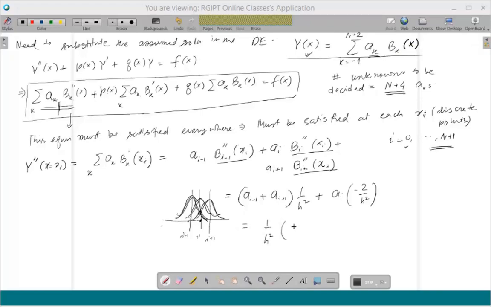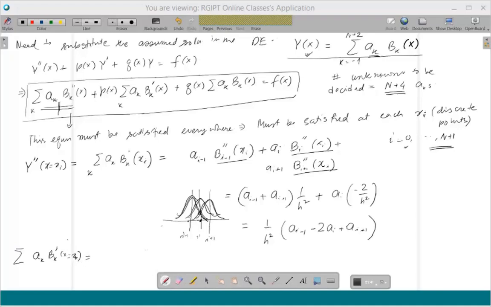1 by x square a_i minus 1 minus 2a_i plus 2 minus x. Okay. That is y double prime. Now, what about y prime? The b_k, a_k, b_k prime, that's the first term, right? Second term, I have a_k, b_k prime x. Again, this x is evaluated at x equal to x_i. Okay, so that would be basically x equal to x_i.